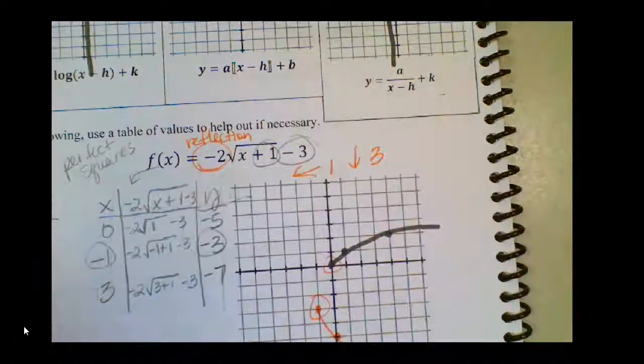Okay, we're going to do lots of matching and moving and translating things in class. So that's it for section 1.